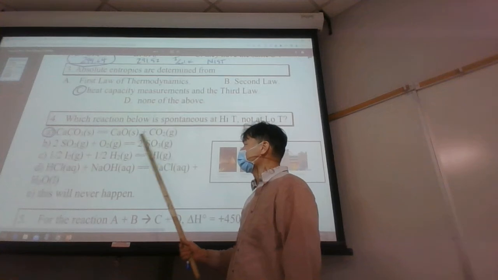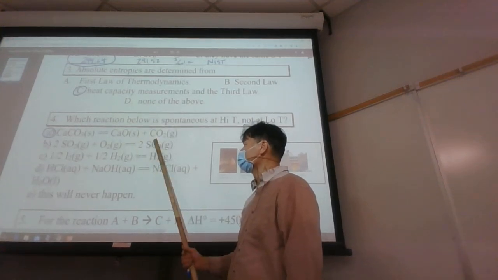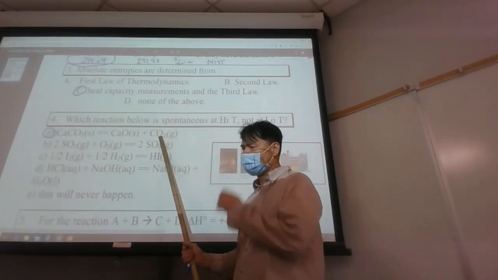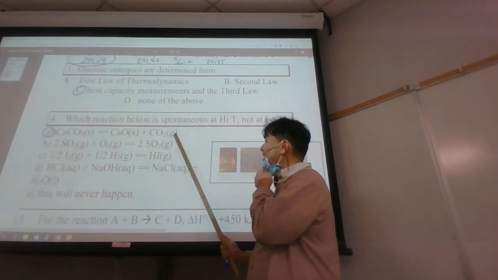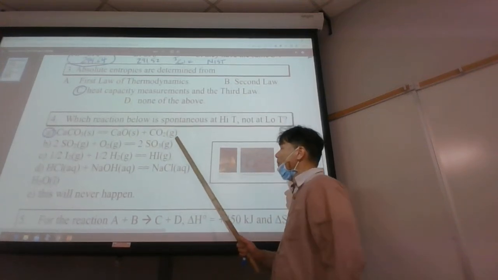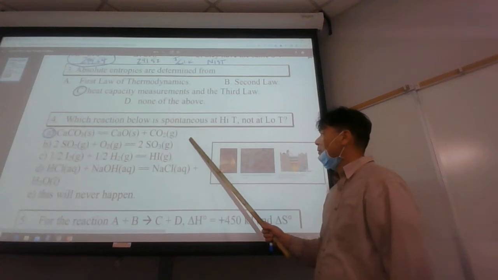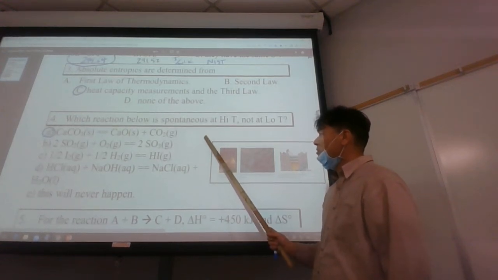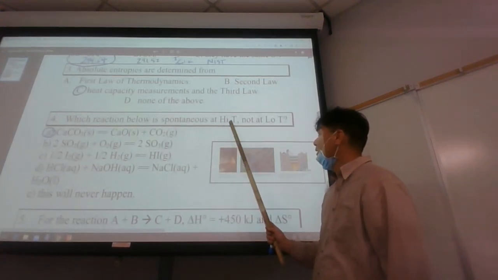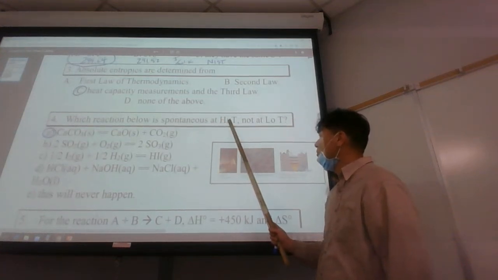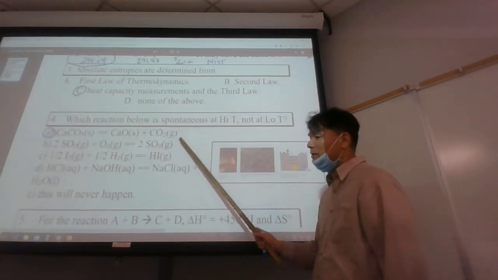However, delta S, the positional entropy, is favorable because we're going to generate CO2 gas. There's going to be a lot more positions here. And so delta H is positive, which means it's not favorable. But delta S is positive too, which means it's favorable. So we just need to make the entropy term more favorable by increasing the temperature. And so this is favored at high temperature.